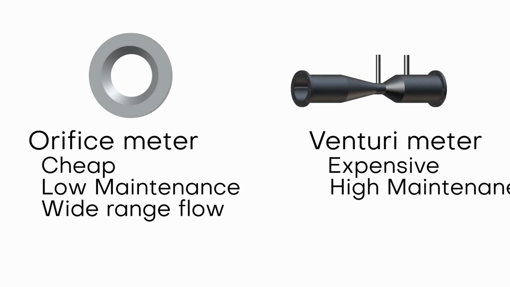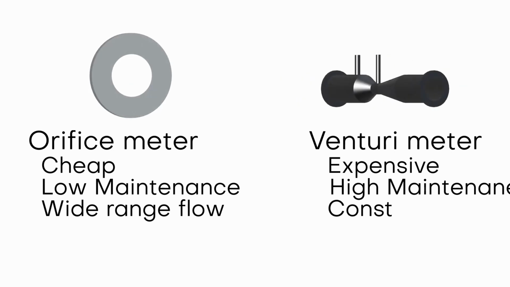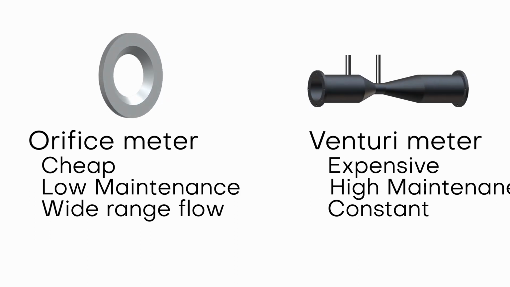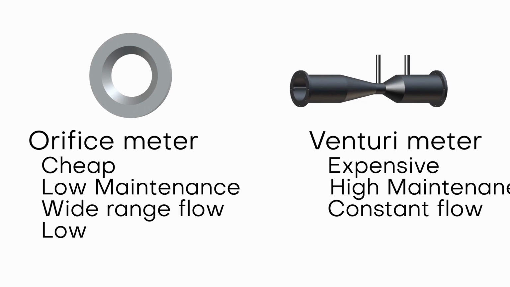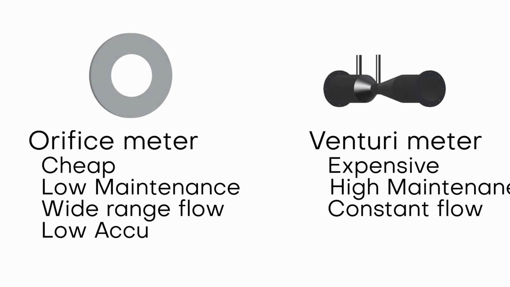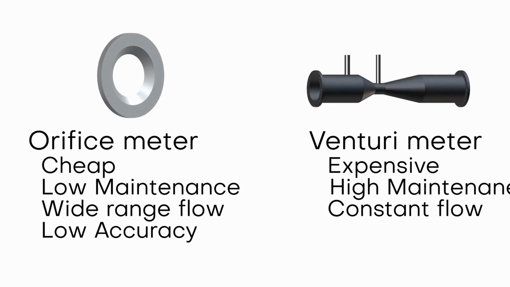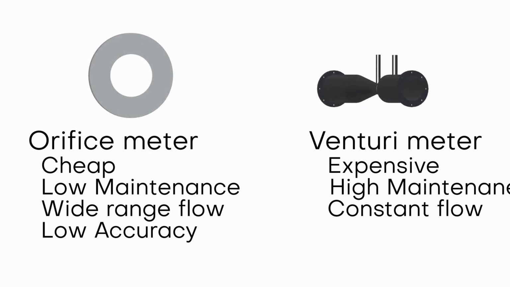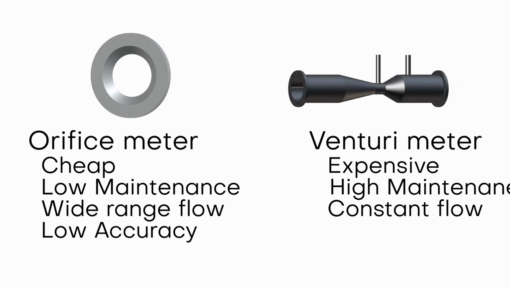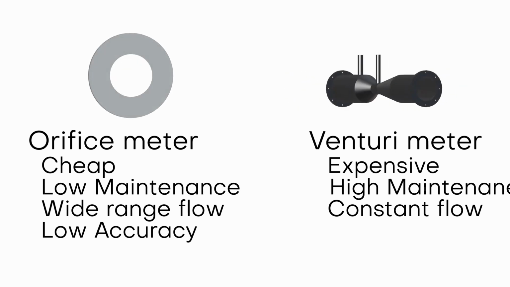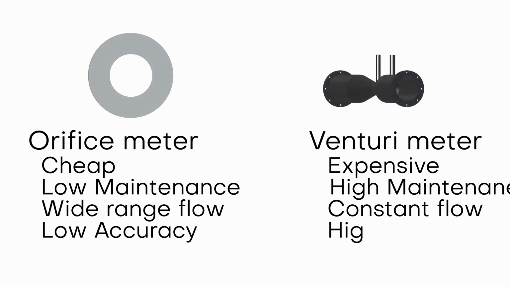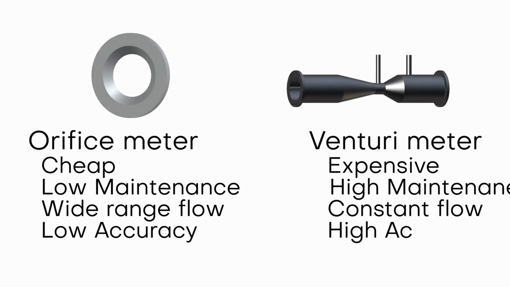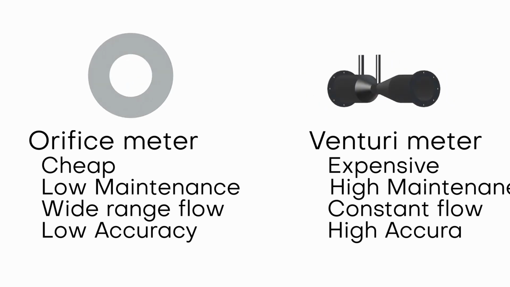Flow range. Orifice plates can be used over a wide range of flow rates, making them suitable for applications where the flow rate may vary significantly. Venturi meters, on the other hand, are more suitable for applications with a relatively constant flow rate. Accuracy requirements. While both orifice plates and Venturi meters can provide accurate flow measurements, Venturi meters are generally considered more accurate, especially in applications where high precision is required.